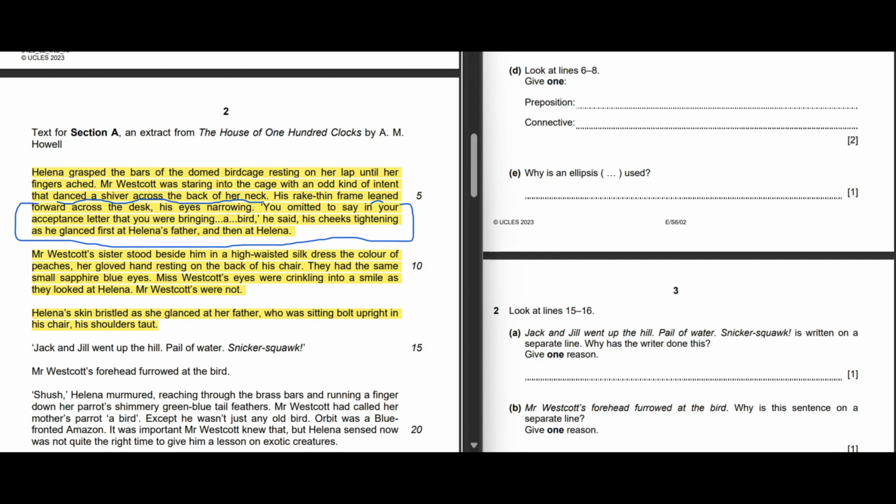Right, give one preposition from here. So from these 3 lines we have to give a preposition and one connective. So just from here. 10 seconds from now, guys.